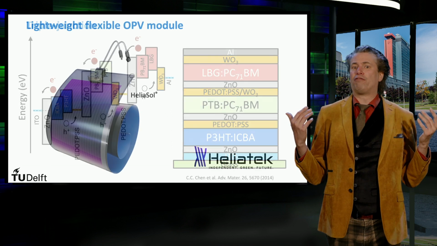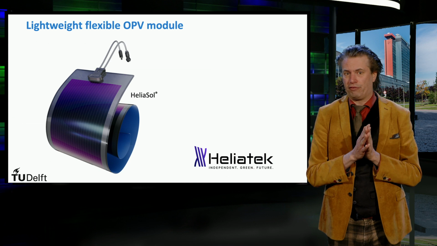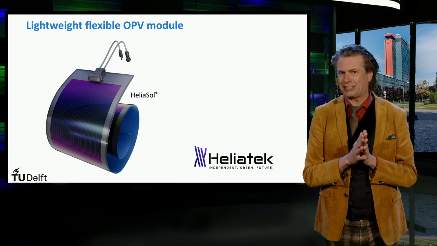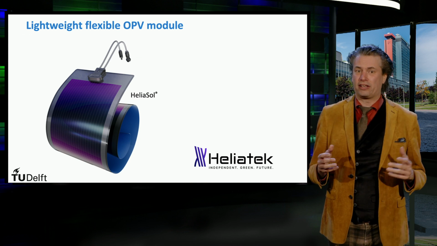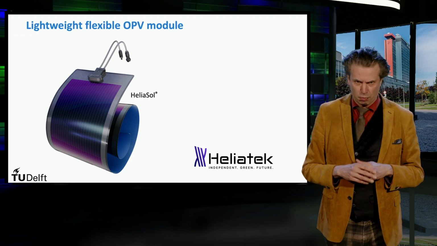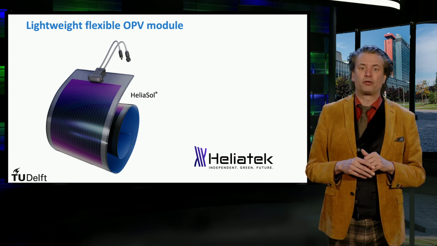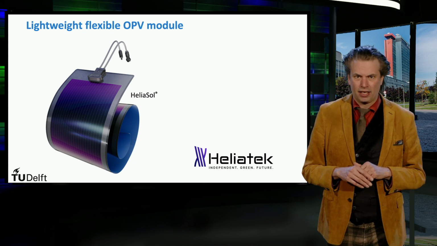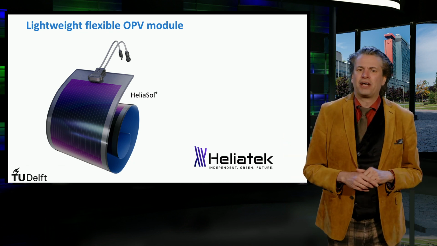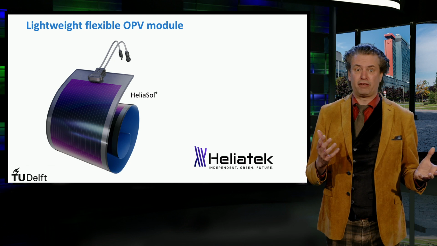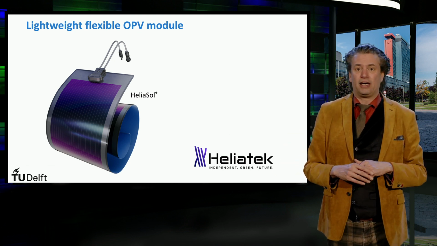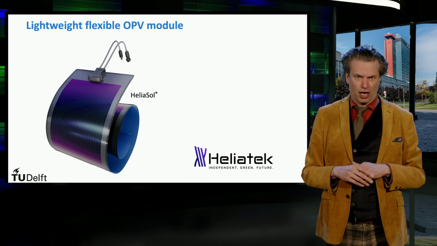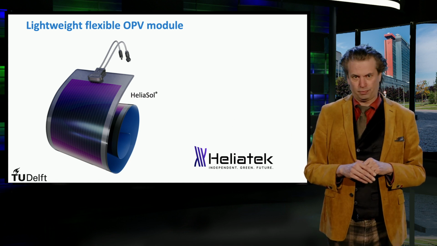Here an example of an organic PV module product available on the market is shown. It is the HeliaSol module, which is a lightweight and flexible module that is produced by the German company Heliatek. As discussed earlier, the lightweight and flexible nature of thin film modules allows many new PV applications and integrations in comparison to glass encapsulated modules.